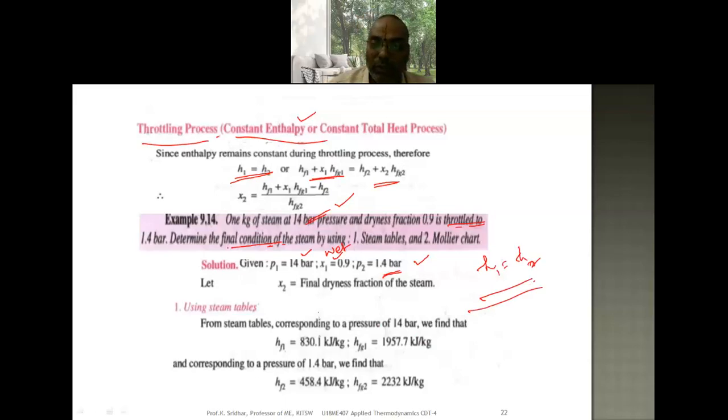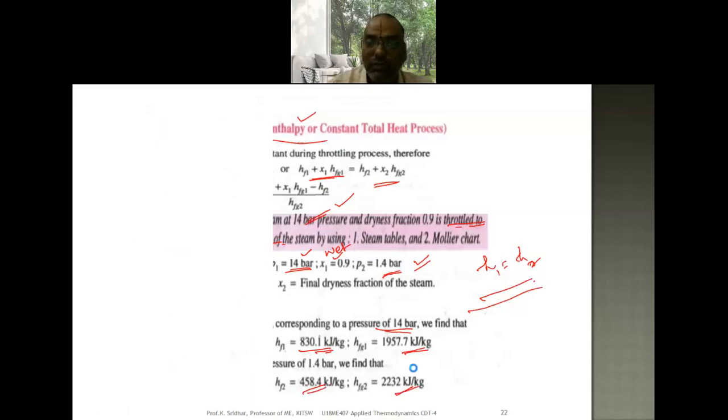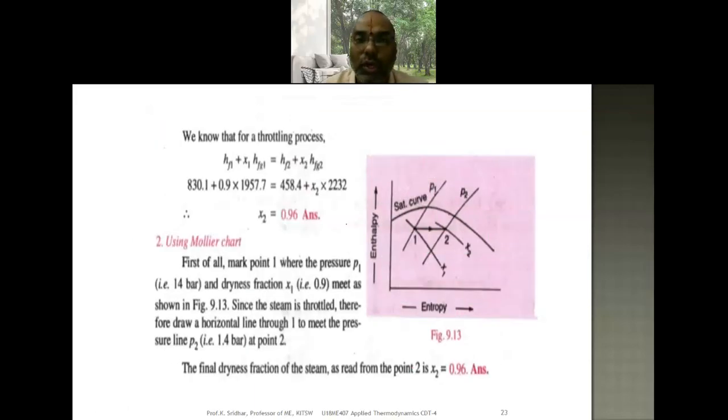To find this, go to the steam tables at a pressure of 14 bar, because he has given P1 is equal to 14 bar. Write down the values of hf and hfg1. Similarly, at the final pressure of 1.4 bar, find the hf value as well as the hfg2 value. Now equate the equation. Let us assume that the final condition is also wet steam. Then x2 will be equal to 0.96.